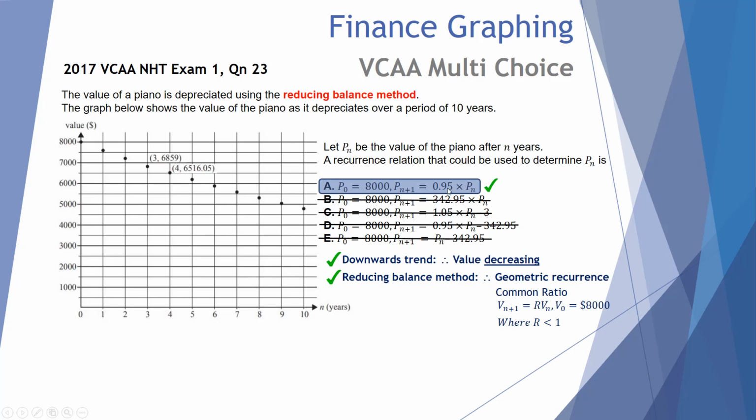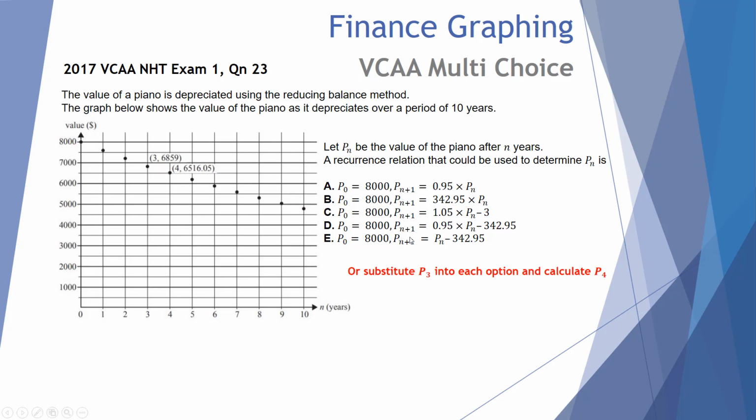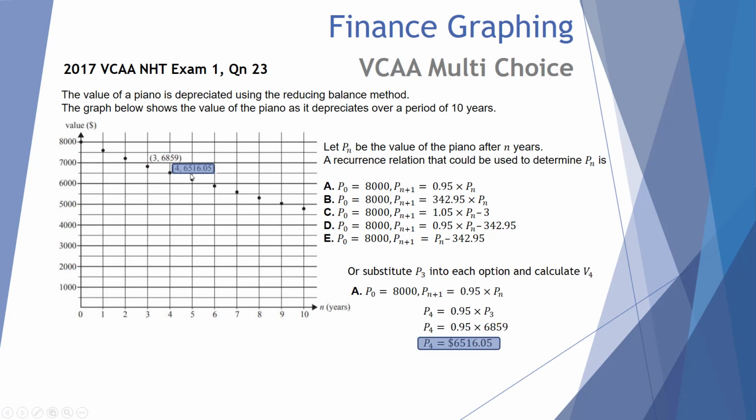There is, of course, one other way we could do this. This is simply looking at each option and substituting a value for P3 to calculate P4. So first of all, let's have a look at our first option, A. It has an initial value of 8,000, and we can work out the next term by substituting in the previous term and multiplying it by 0.95. So let's put in the value P3 after 3 years. The piano has a value of $6,859. If we multiply that by 0.95, this recurrence relation will predict the value in the 4th year of the piano to be 6516.05. And that matches what our graph shows.